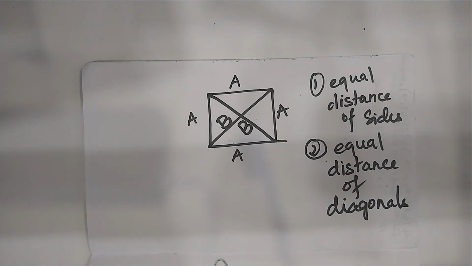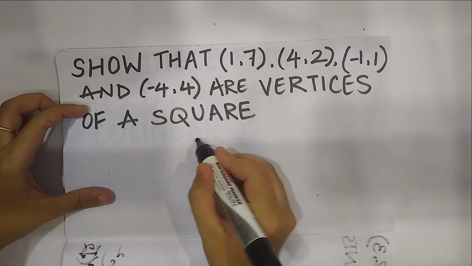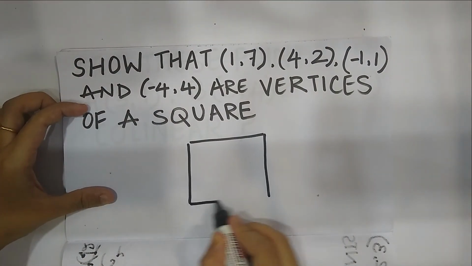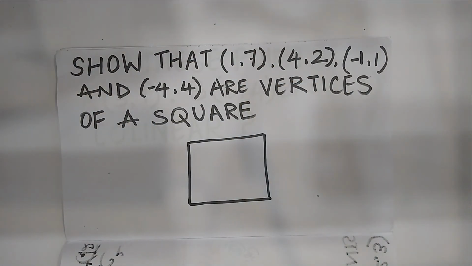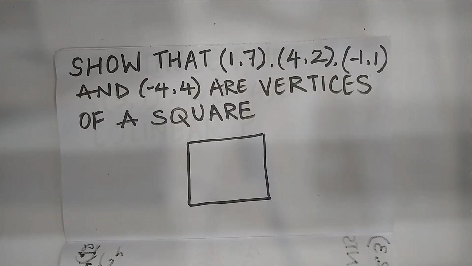So keeping in mind these two properties of the square, we will solve the previous problem. So this was the problem. I've already told you about the problem and the property. So let us just draw a square first, and then place the points. So these points will have to be placed here on these vertices. So let's start placing that.